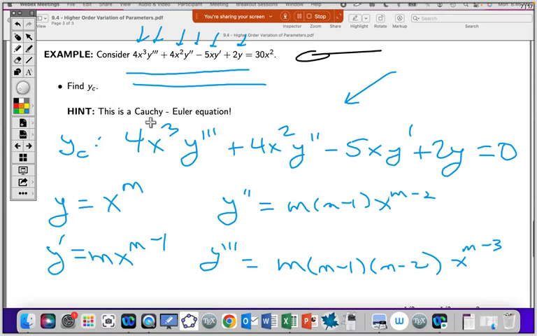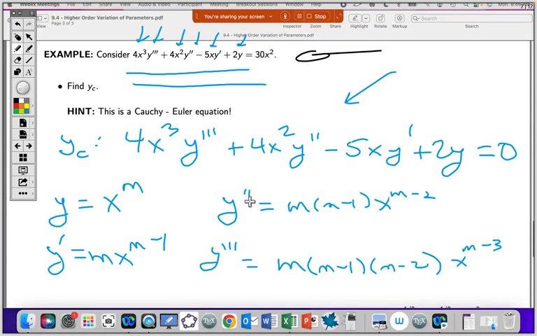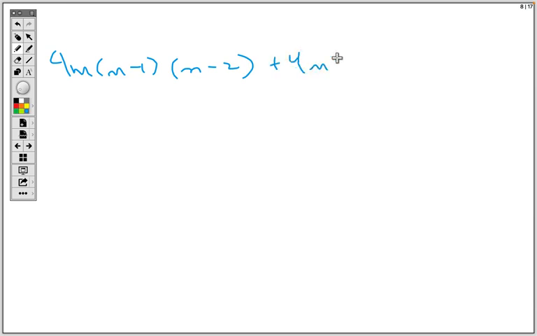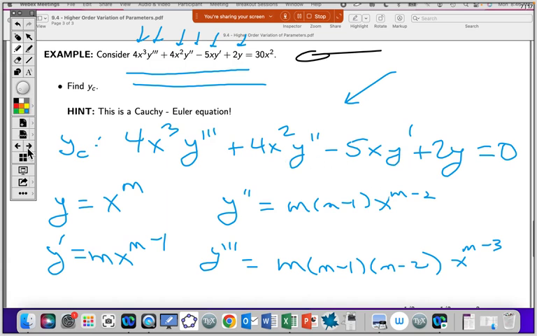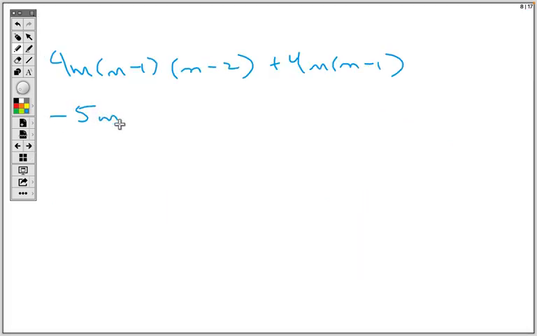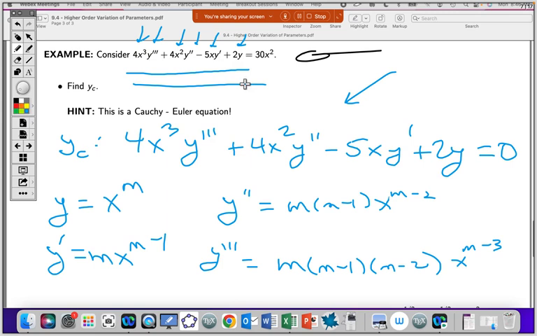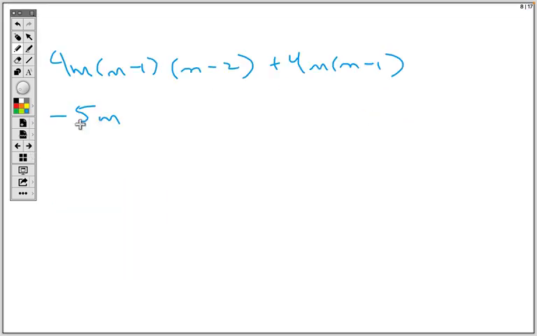So it's going to be 4 times m times m minus 1 times m minus 2, plus 4 times m times m minus 1, minus 5 times m, plus 2. And that becomes our equation to help us figure out what the m's are.